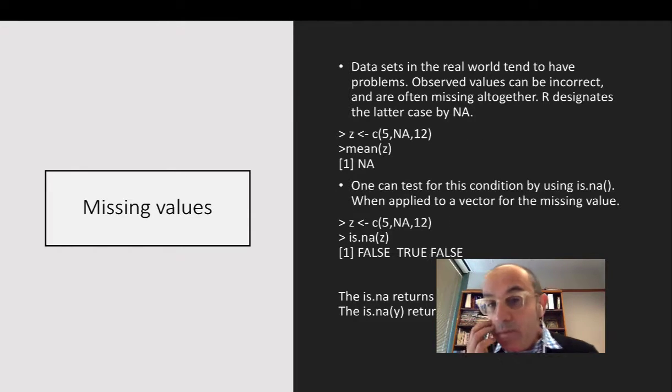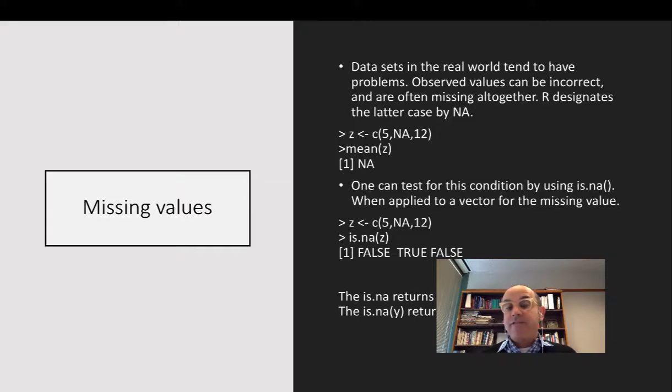So let's start. Missing values. What is the idea of missing values? In a data set, usually we do not have all the values. Sometimes a value is missing, sometimes values were entered incorrectly. So R is basically saying that when we have a missing value, it's called NA, which means it's a missing value that we need to be aware of.